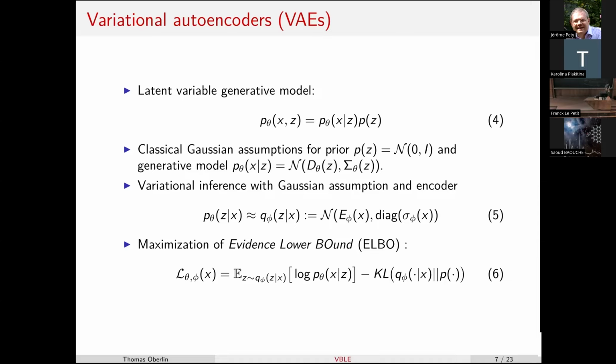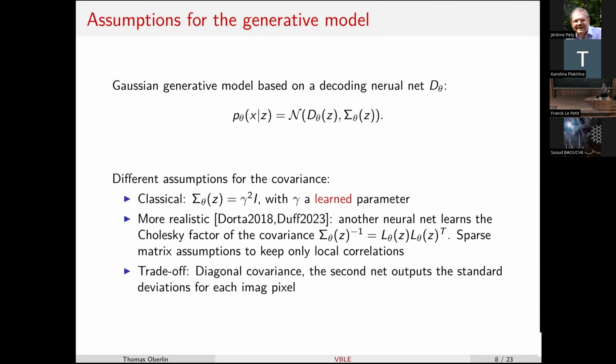In a VAE, we approximate the posterior distribution, P of Z given X, by a variational distribution, Q, which is also chosen to be Gaussian, with a mean parameterized by an encoder neural network with weights phi, and a diagonal covariance matrix, which is also given by the same network with weights phi. At the end, we learn both weights phi and theta by maximizing the ELBO, the evidence lower bound, which is written like this. I will not detail it. We can go back afterwards if you have some questions.